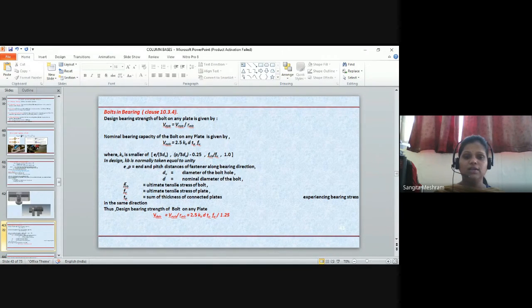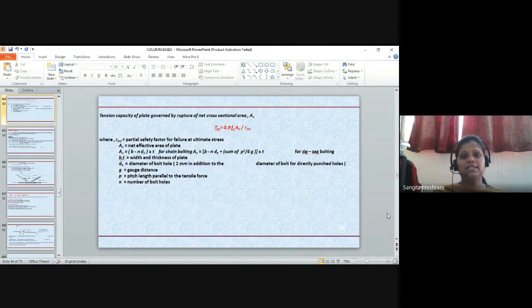Generally, if your grade is the same, the FUB upon FU ratio will be the same. FUB means stress of bolt and FU is related to the plate. So this formula we can use to find out the bearing strength of bolt. Then tensile capacity of plate can be found out using 0.9 FU AN upon gamma M1. Okay. Net area AN is the net effective area of plate.